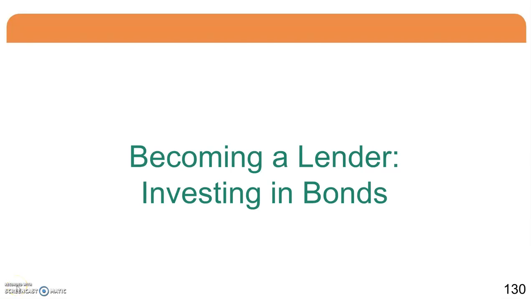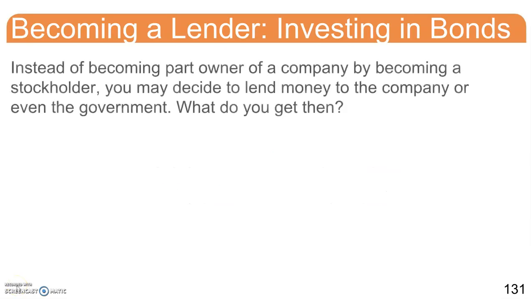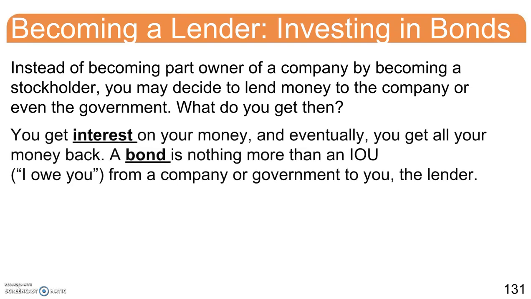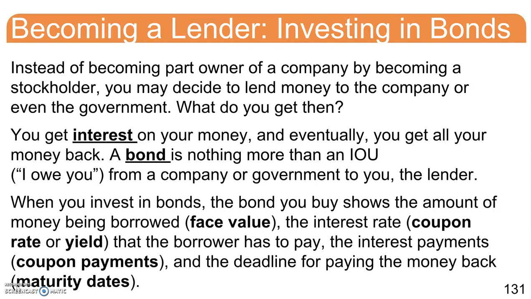Okay, what we're going to talk about today is investing in bonds. You could become part owner of a company by becoming a stockholder. But we can also earn money by lending money to the government or some sort of company. What we get in return for lending the money is interest, and all of the money that you lend, you'll get back. So a bond is nothing more than some sort of IOU from a company or some sort of lender.